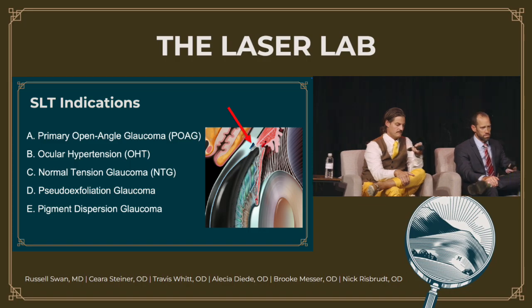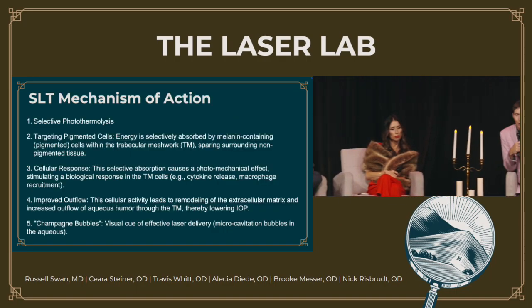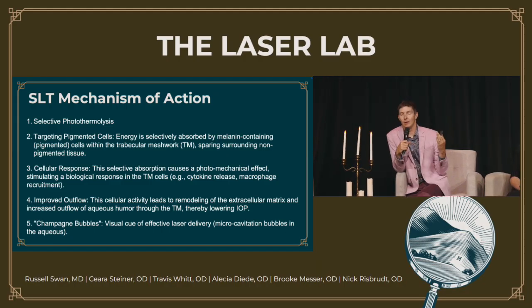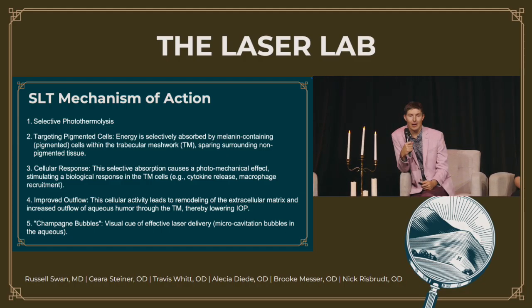Yeah. Mechanism of action, we just quickly review. There's kind of a debate as to actually how SLT works, but you're basically targeting the pigmented trabecular meshwork. The thought is you're getting a cellular response, either by cytokine release or macrophage recruitment, that changes the architecture of the trabecular meshwork to allow it to drain better, which is why it's also able to be repeated. And when you're doing SLT, you'll classically see what we call the champagne bubble sign, which is sort of what you titrate the energy level to, where you're seeing a responsiveness to the tissue application with SLT.